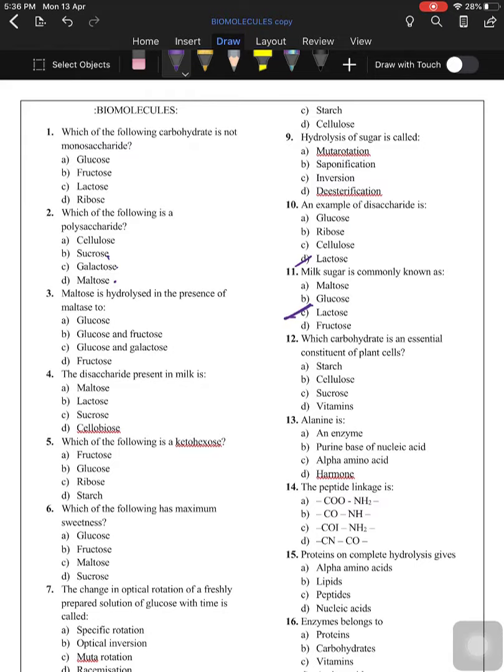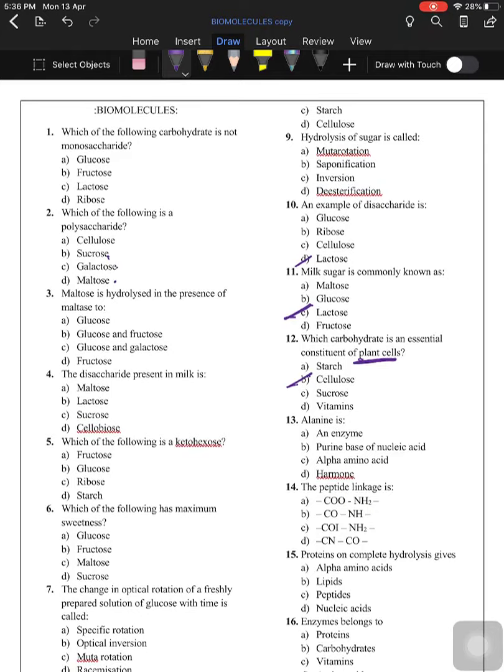Moving on to the 12th one, which of the carbohydrates is an essential constituent of plant cells? Means which carbohydrate is present in a plant? They are asking about all the plant cells, means which is a fibrous, sugar material which is present in a plant cell. Everybody knows that it is cellulose which is present in a plant.